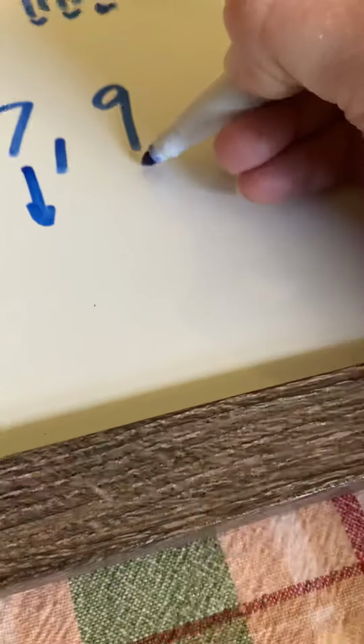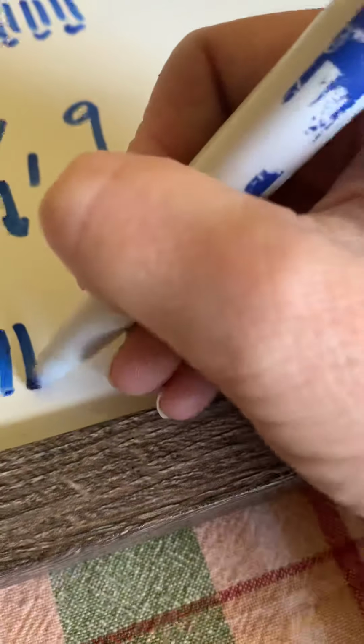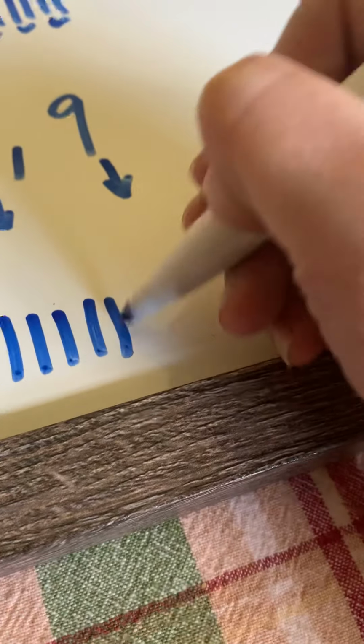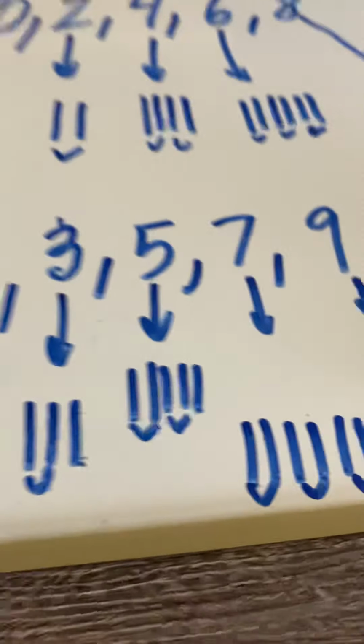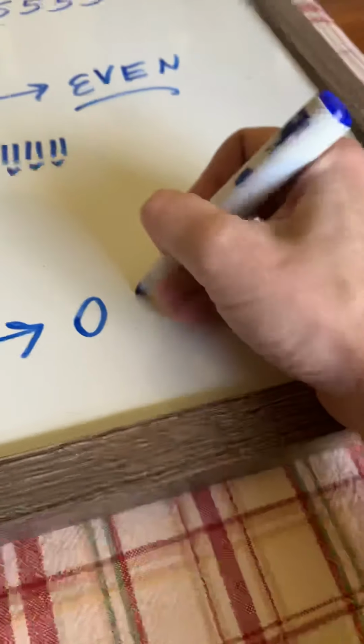The same thing with 7 and 9. If you draw these out and you pair them up, you're going to have 1 left over. And the same with 9. So anytime you have 1 left over like that, you know it cannot be even. It's always going to be odd.